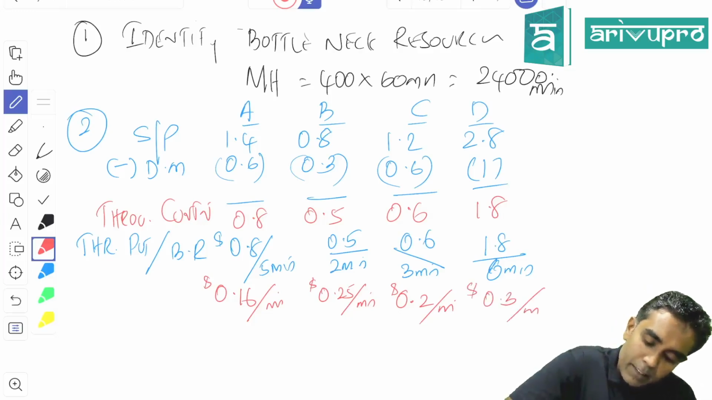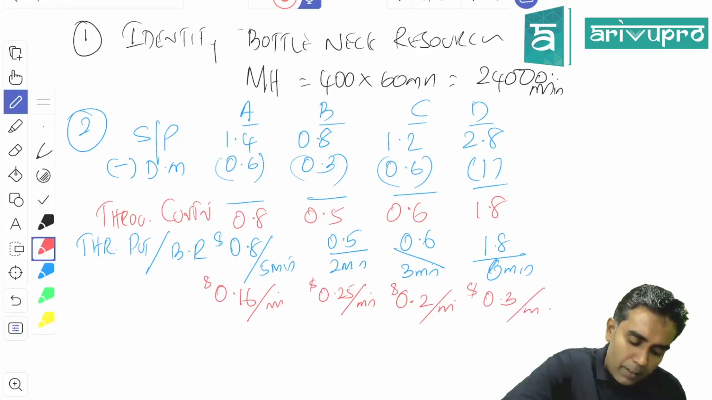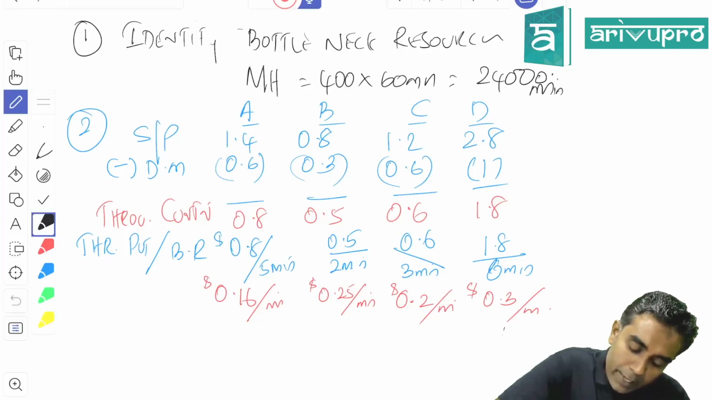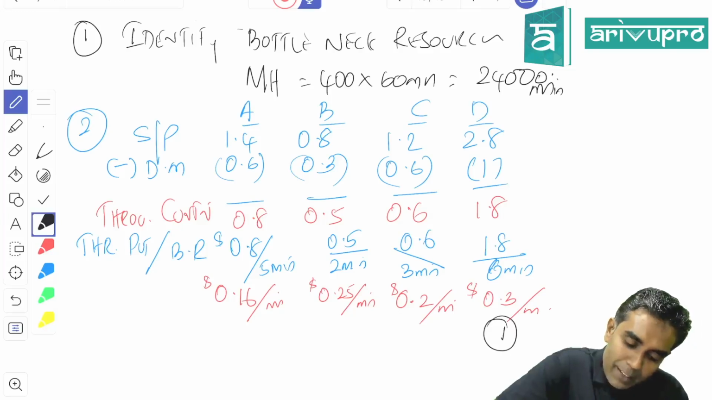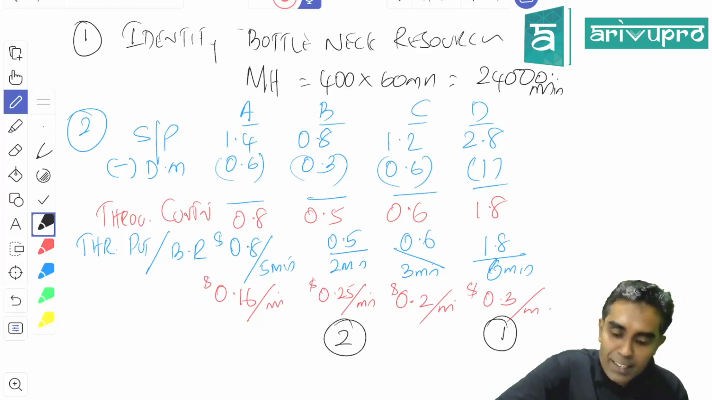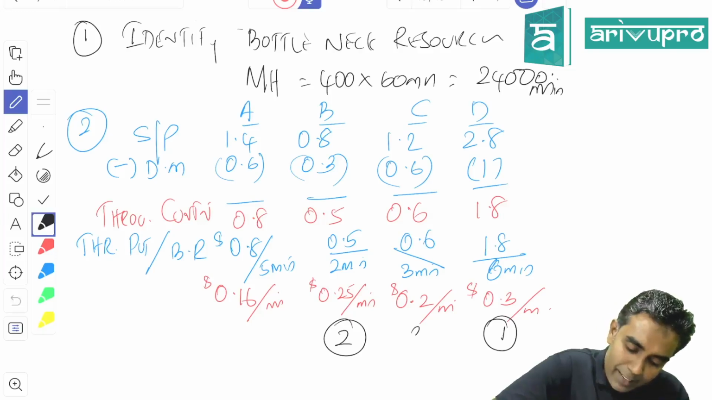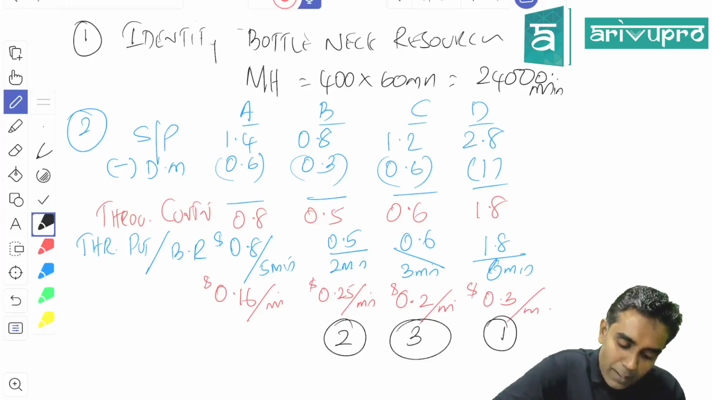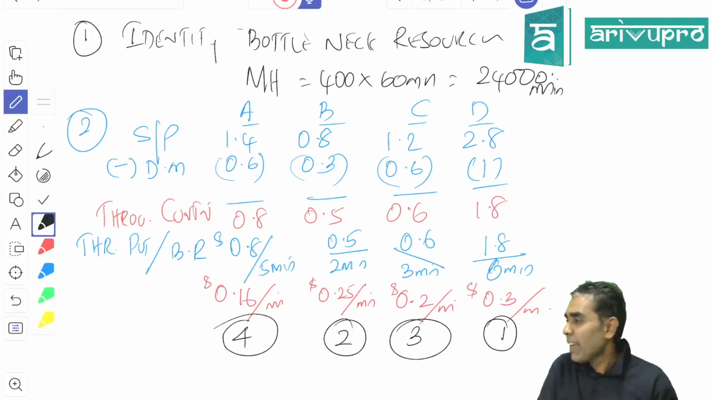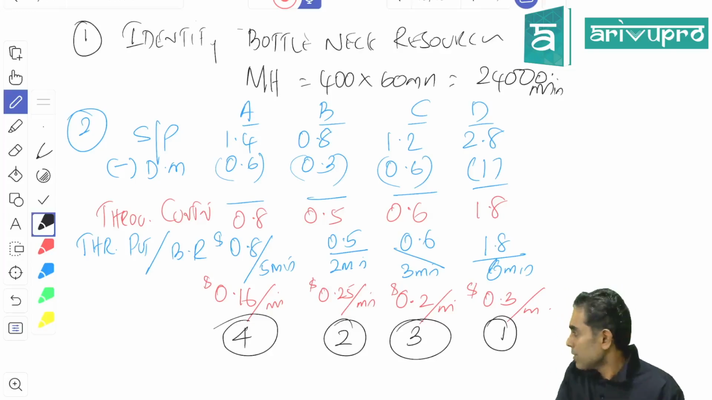Now let's rank the product. What is the most lucrative product? D, Donkey. Second, B, Ball. Third, C, Cat. Fourth one is A, Apple. Right. Now we rank the product. Those who made mistakes, quickly photocopy what is on the screen.